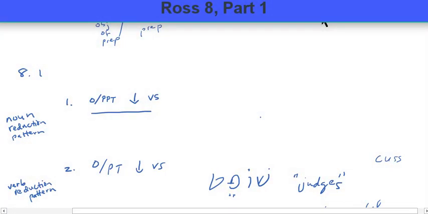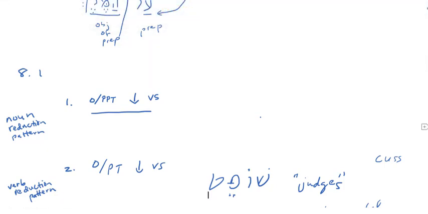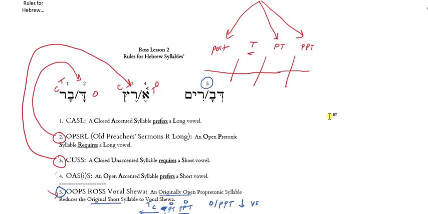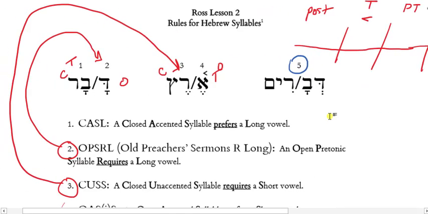Okay, so we're going to just review a little bit of Chapter 8, Section 1, and I want to make sure that you have this little handout that I've given you in the past. Here it is: Rules for Hebrew Syllables. You guys remember this lovely little handout?